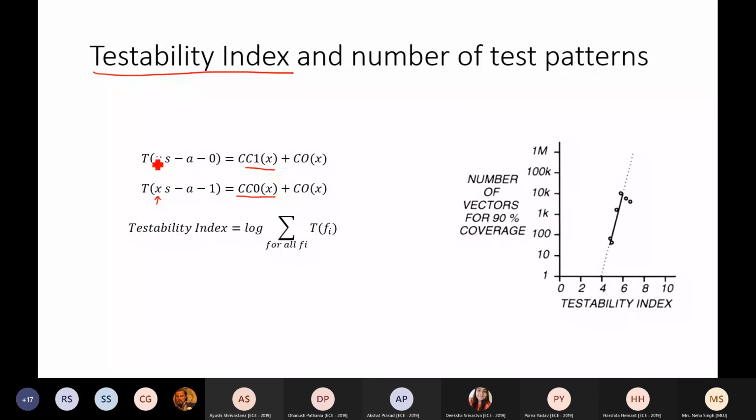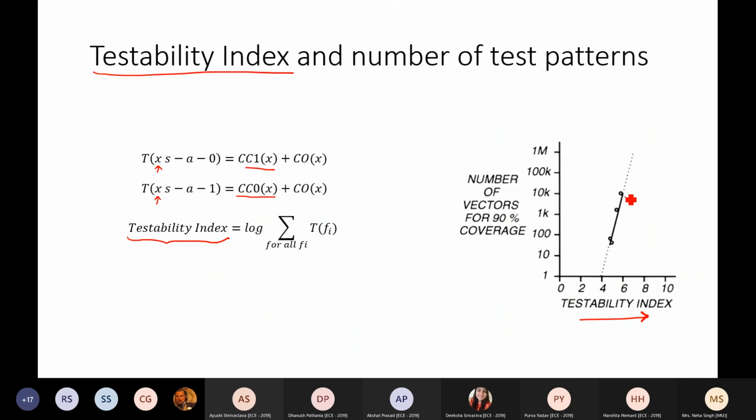We calculate this index T for every wire, right? And if we take sum of all those T's for stuck at 0 as well as stuck at 1 faults and take the log of it, we call it testability index. Higher the testability index, more will be the number of vectors required for coverage. Definitely जितना ज़्यादा हमारा controllability होगा, उतना हमें difficult होगा to control the signal. जितना ज़्यादा observability होगा, it will be difficult to observe that signal. So the higher the testability index, more will be the number of vectors which is required to cover the fault at max.